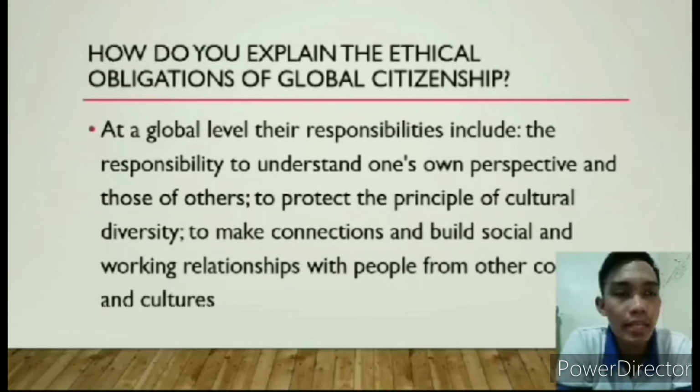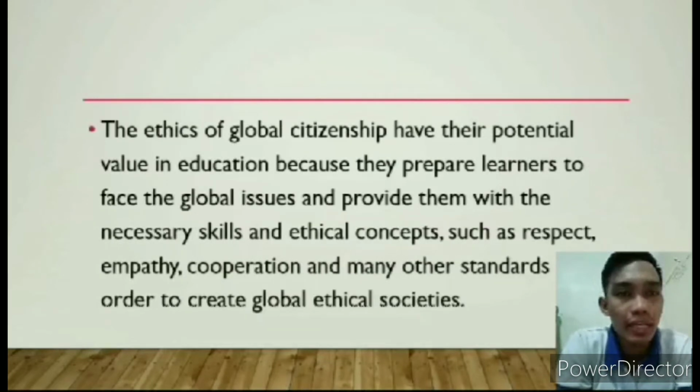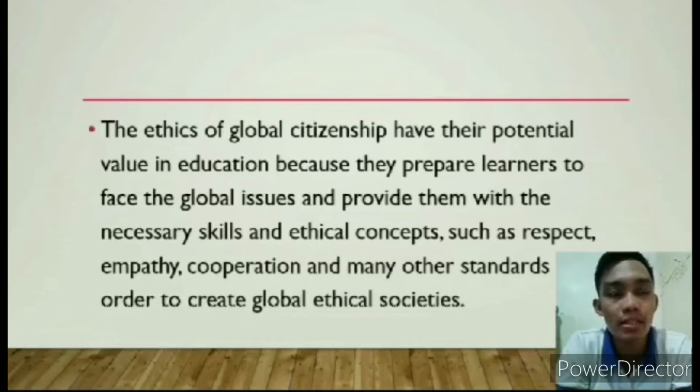So, how do you explain the ethical obligations of global citizenship? At a global level, the responsibilities include understanding one's own perspective and those of others, protecting the principle of cultural diversity, and making connections and building social and working relationships with people from other countries and cultures. The ethics of global citizenship have potential value in education because they prepare learners to face global issues and provide them with the necessary skills and ethical concepts such as respect, empathy, cooperation, and many other standards in order to create global ethical societies.